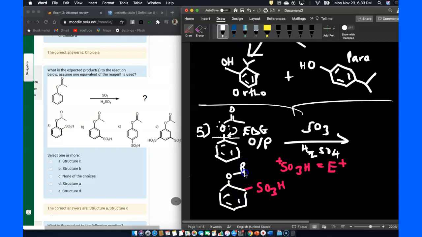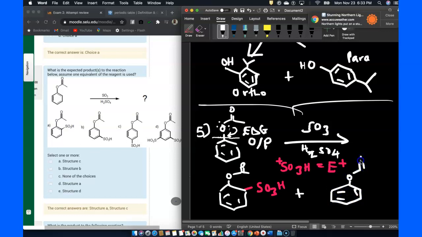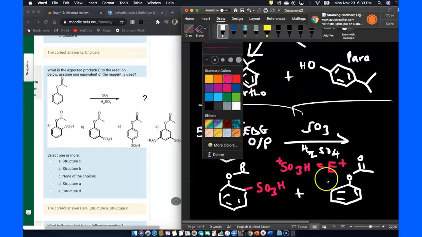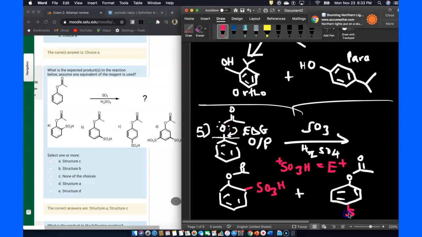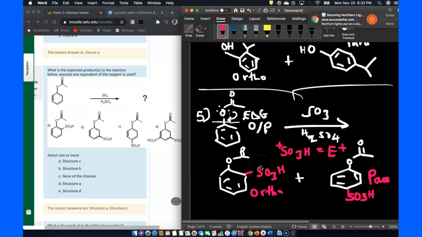Our electron donating group is still there. Alternatively, you're going to have it on the para position because we have an electron donating group. Electron donating groups place incoming electrophile ortho or para. So you can see that the para position here will be occupied by the sulfonic acid. So these are the two options. That will be the ortho substituted product. This will be the para substituted product. Both of them are possible from this reaction.